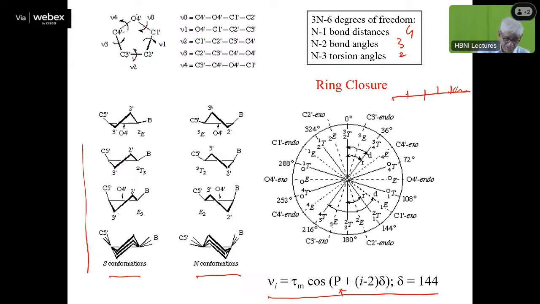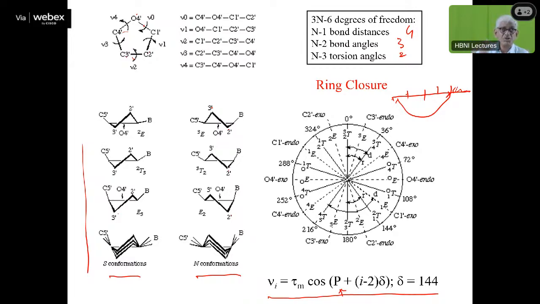However, in this particular case, we have an additional condition: the ring has to be closed. So this has to come back and join here. That means 1 degree of freedom is removed. You have therefore only 1 degree of freedom left to define the positions of all the 5 atoms. You cannot change bond distances or bond angles, because that takes a huge amount of energy. But these are small energy differences, of the order of a few kilocalories per mole.